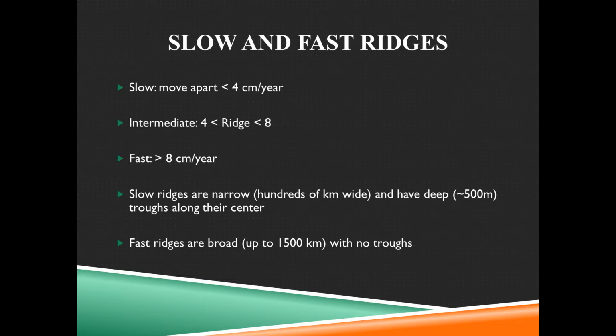On the other hand, if we have a fast ridge, a fast spreading center, there won't be a trough anymore. And the ridge is going to be very broad, 1,500 kilometers or so. Much, much wider ridge than in the slow spreading center. Now we think about, okay, so why is a slow one narrow and a fast one wide?